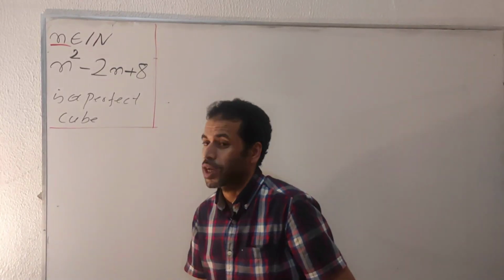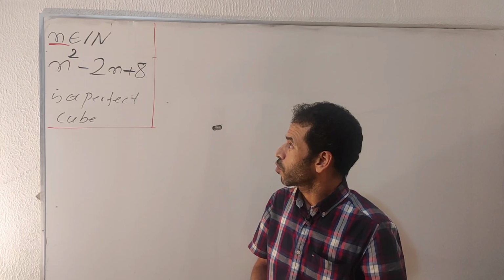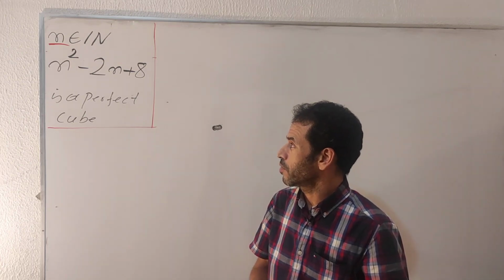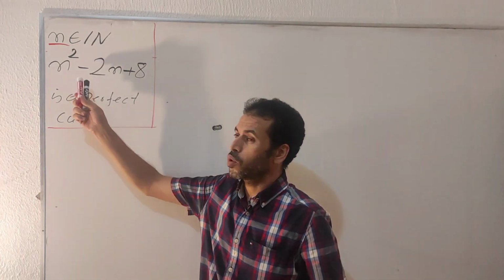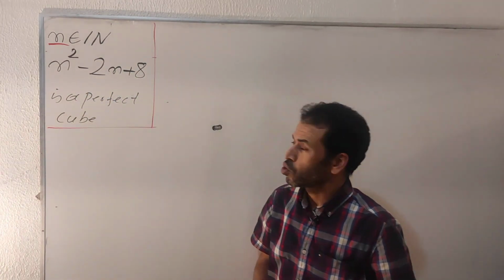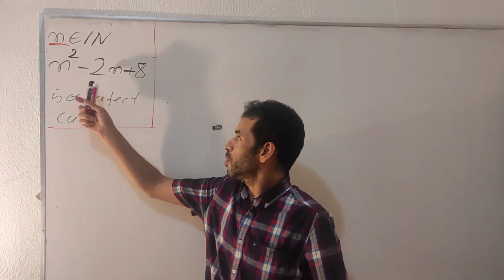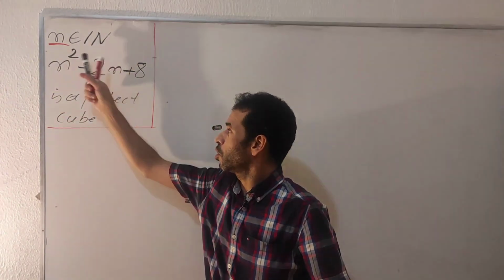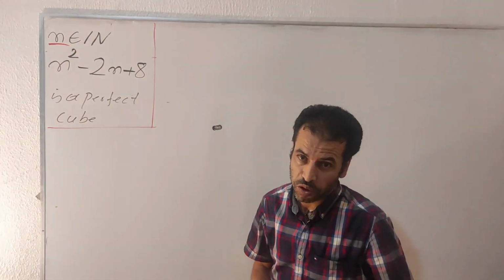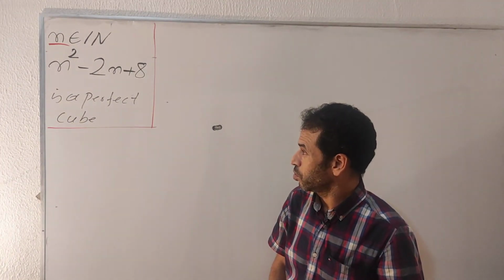In today's video, here is a nice problem regarding arithmetic and number theory. Here is the following setup. For all n a natural number, we have the statement that n squared minus 2n plus 8 is a perfect cube. Our goal is to solve this equation in order to determine n that makes the whole thing a perfect cube. Let's take a look at how to deal with this one.